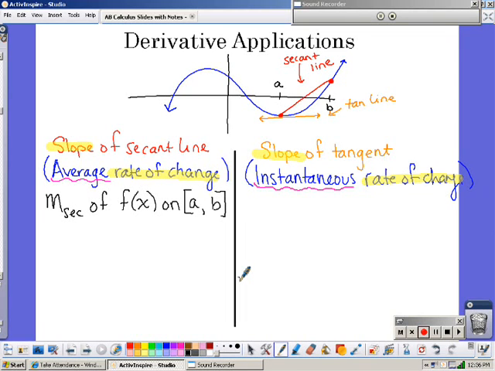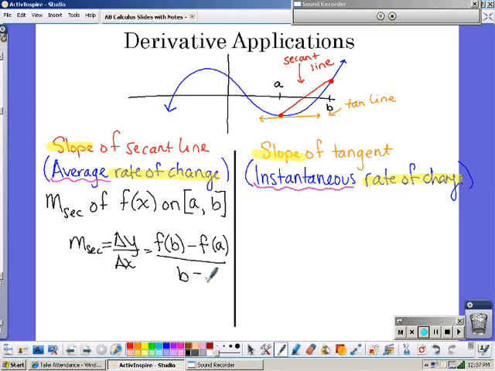If you want to find the slope of the secant of f of x on a to b, then that's going to be equal to our regular old delta y over delta x. So what you would have done back in early high school, maybe even middle school. So we're going to take the y value, f of b, we're going to subtract off the y value at a, f of a, and we're going to do that over b minus a. That formula will give us the slope of the secant line.